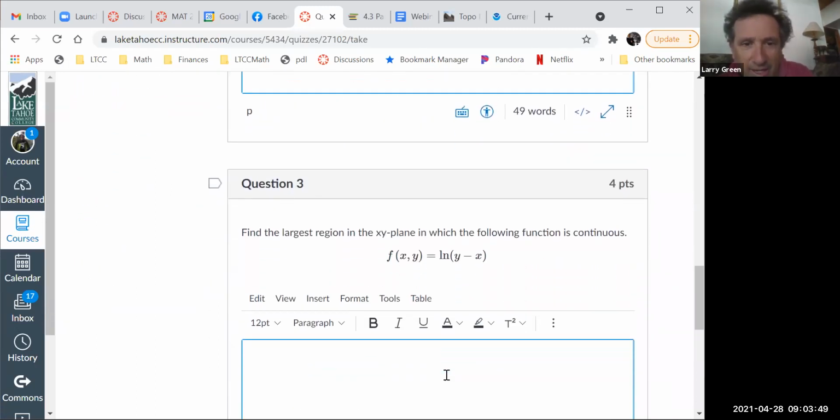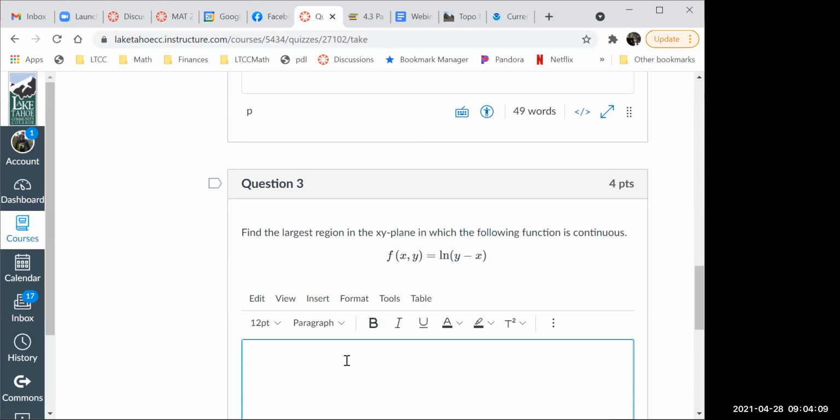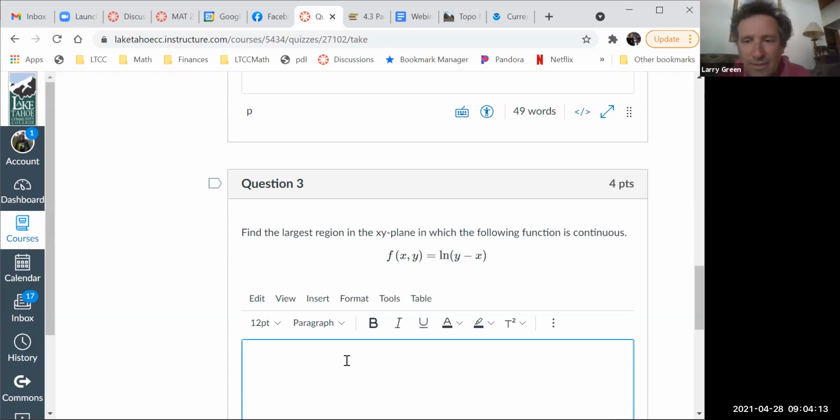Okay, question 3. Find the largest region in the xy plane in which the following function is continuous. And we have f of x, y is equal to natural log of y minus x. Okay, so to be continuous, what do we have to make sure? We have to make sure that it's defined, right? First thing, if you're not in the domain, you have no choice.